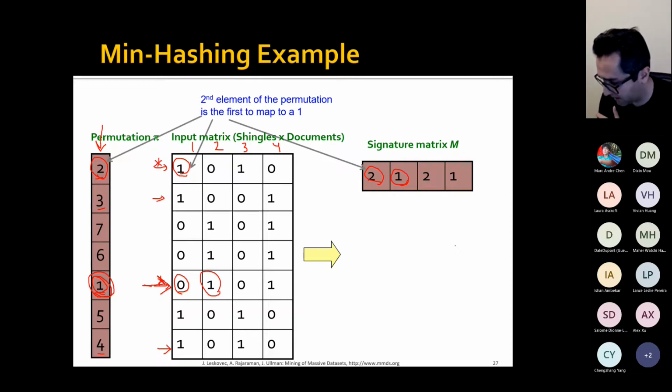So let me see if there's any question. So what is the purpose of permutation? It's basically the implementation of the hashing idea.